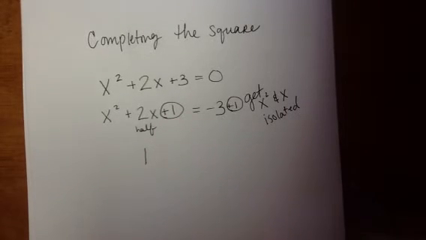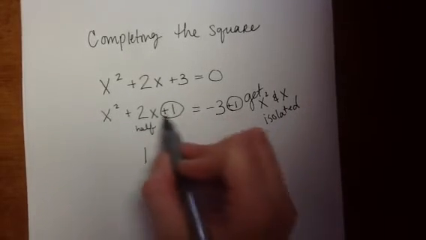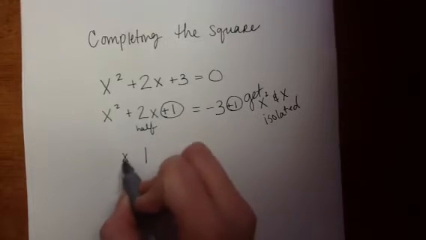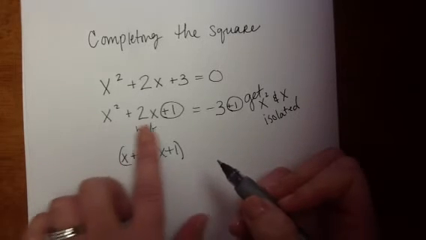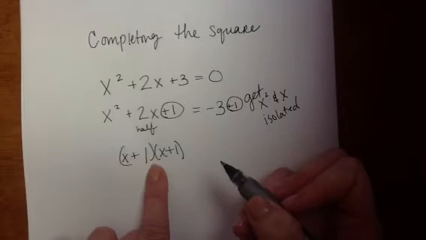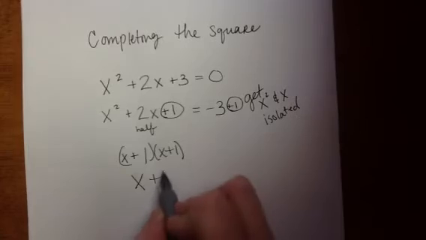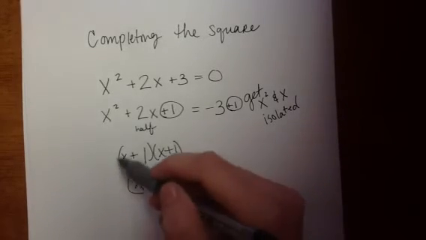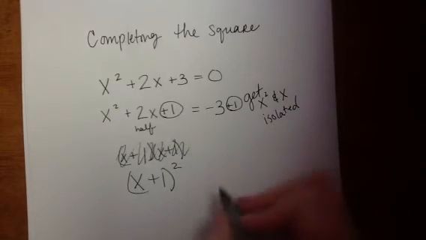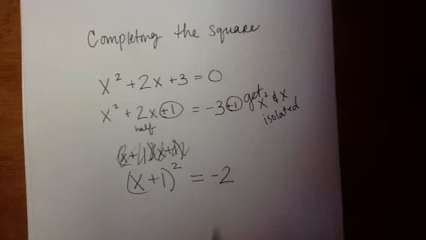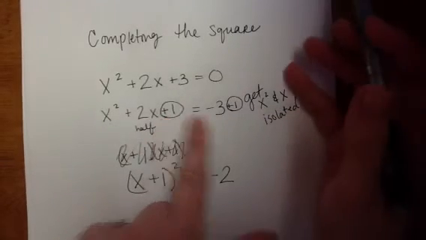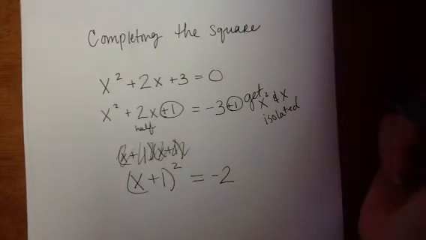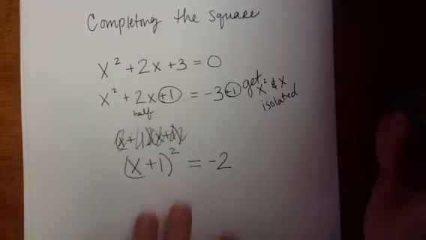Now, the whole reason that works is if I asked you to factor this side, you would say it's x plus 1 times x plus 1. If I asked you to go and factor it, you would get this. So we write that as a binomial squared, and we skip this step. On the other side, we get a negative 2. So notice, half of b is 1, 1 squared is 1, and we put that on both sides. Now we have a binomial squared.